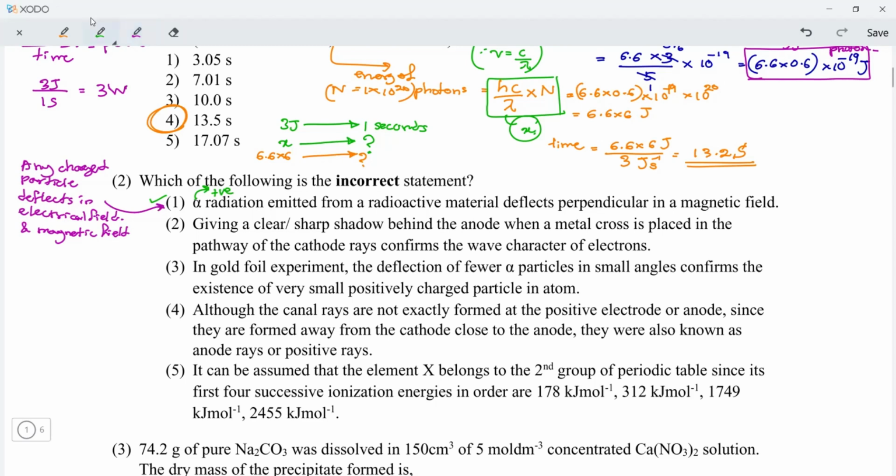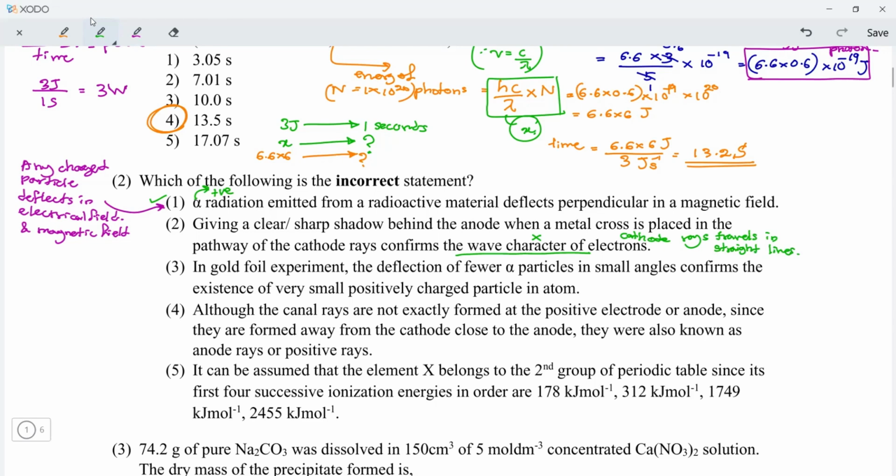Then you go for the second one, giving a clear sharp shadow behind the anode. When a metal cross is placed in the pathway of the cathode rays, you have seen this thing, but it is not confirming the wave character. That is wrong. So what does the clear sharp shadow confirm? It is confirming that cathode rays travel in straight lines. That's what it is telling, not the wave character.